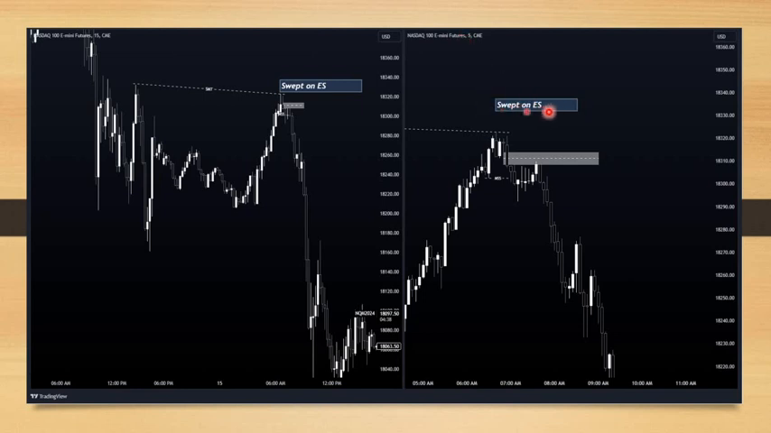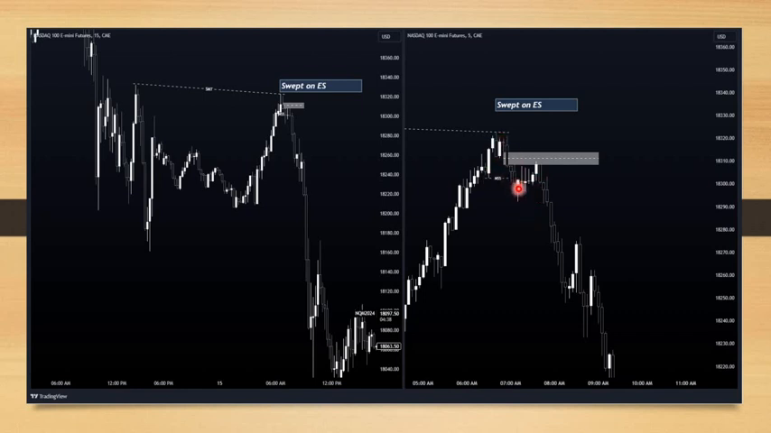We swept on ES. That's the first step of our 2022 model, right? We sweep on ES. That's our first step on the 15-minute time frame. 5-minute time frame, what do we get here? This is our swing low right here. We get our market structure shift here. We get displacement through this low here.